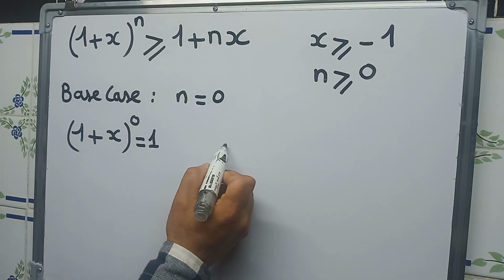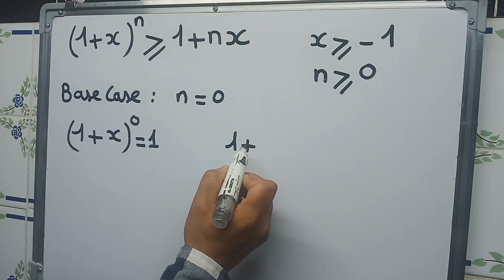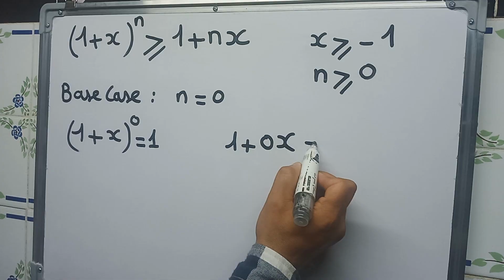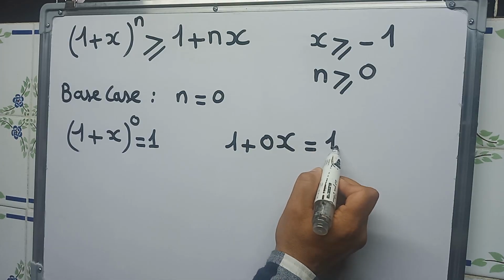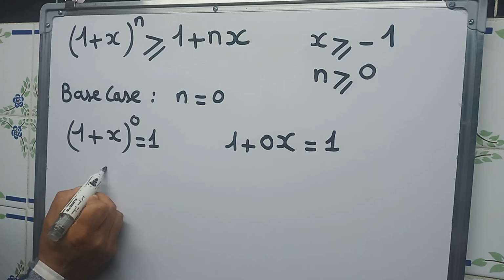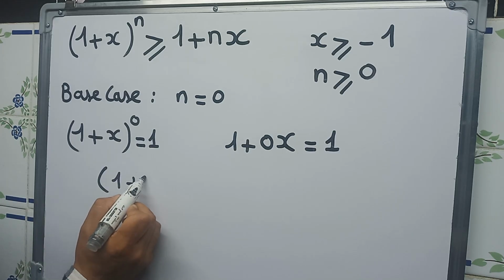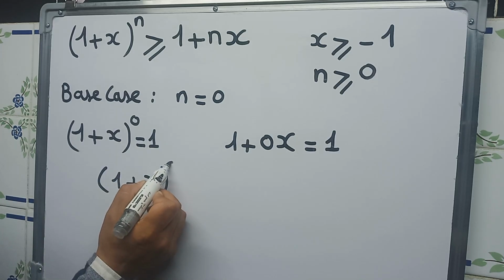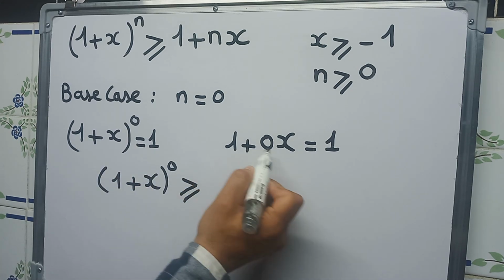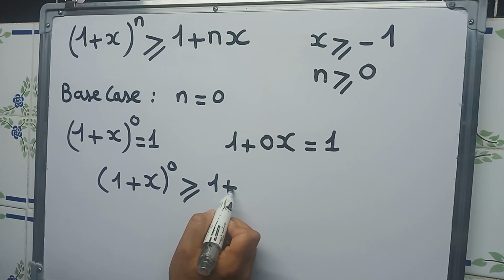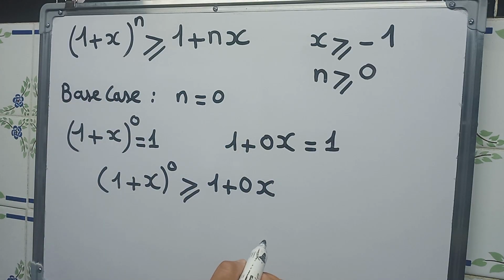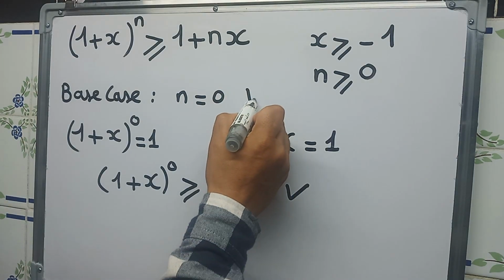And here we will have 1 + 0x, which is also, of course, equal to 1. So we have (1 + x)^0, which is 1, is greater than or equal to 1 + 0x, which is, of course, 1. So the base case, of course, holds.